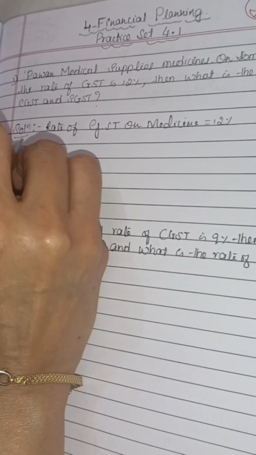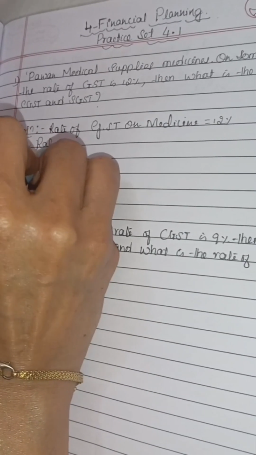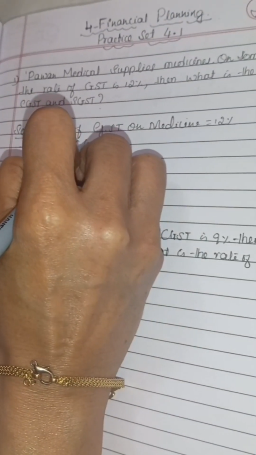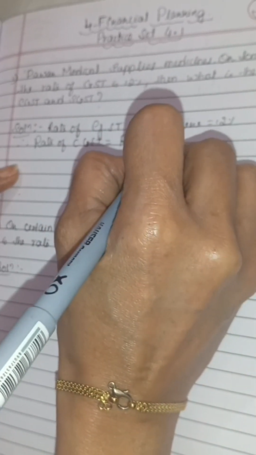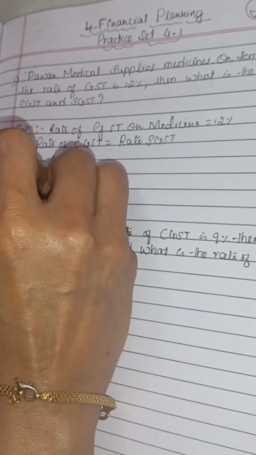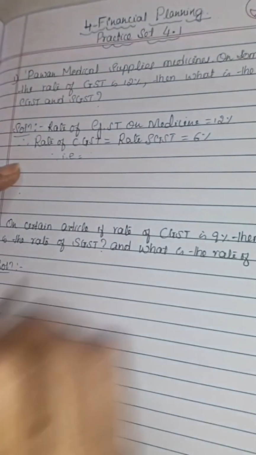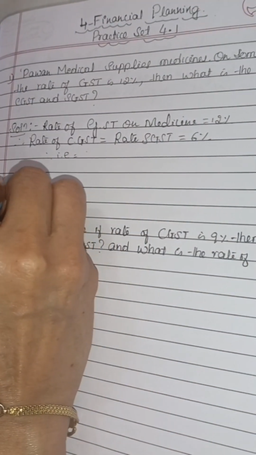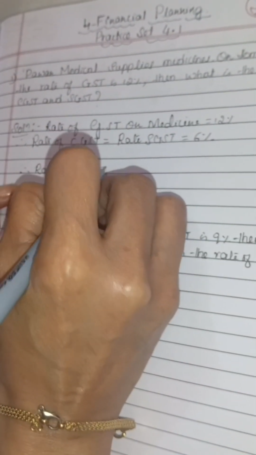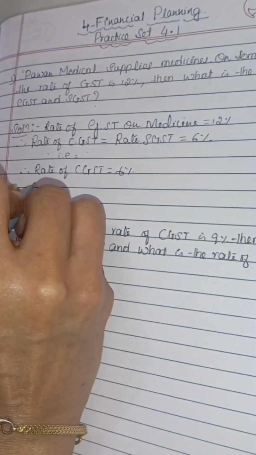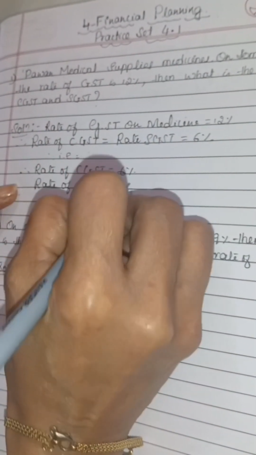Therefore, rate of CGST equals rate of SGST, that is 12 by 2, that is 6%. Okay, so write the answer. Therefore, rate of CGST is 6% and rate of SGST is also 6%.